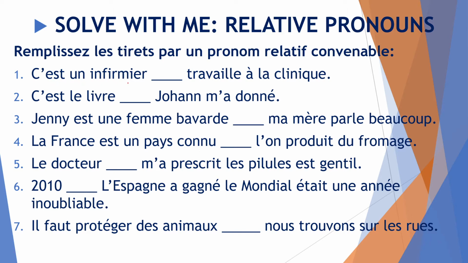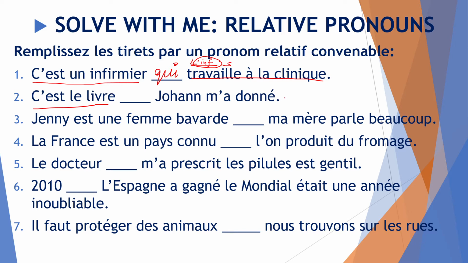C'est un infirmier dash travaille à la clinique. So when you split it, the first sentence will be c'est un infirmier. The second sentence will be l'infirmier travaille à la clinique. And when you see the second sentence, what is the common factor here? It's infirmier. When the link or the common factor is the subject of the second sentence, your relative pronoun becomes qui.